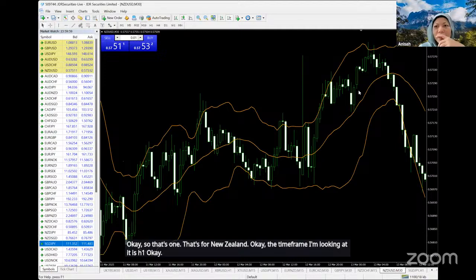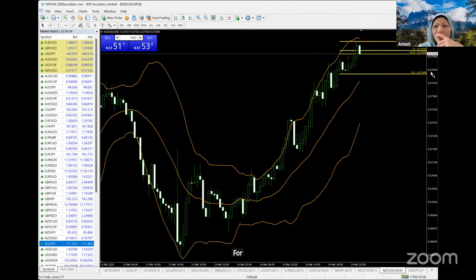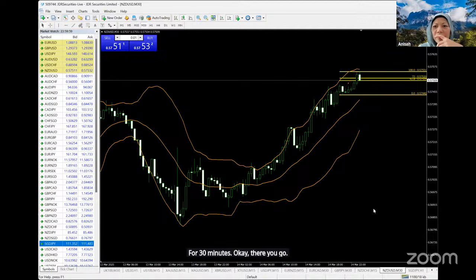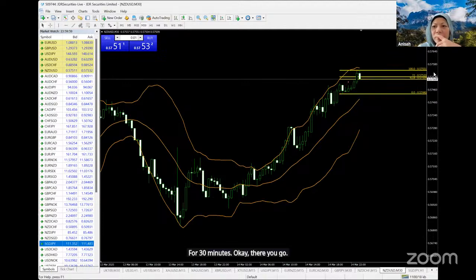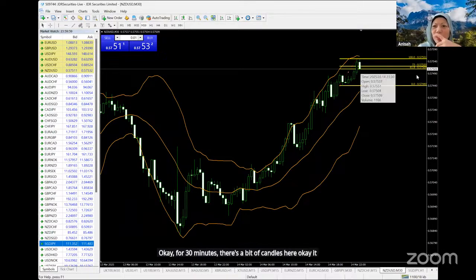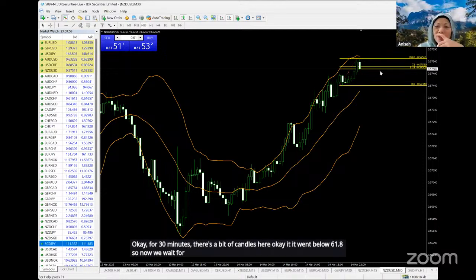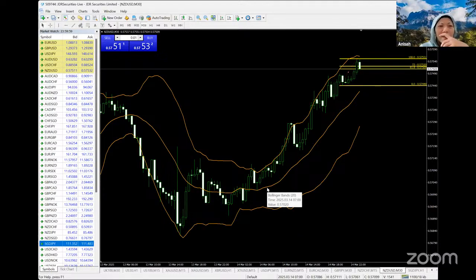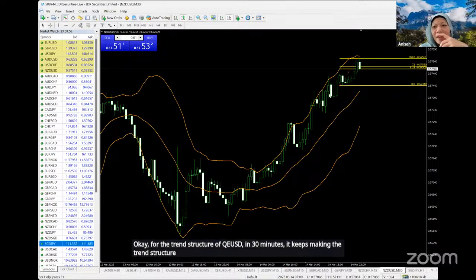For 30 minutes, okay, there you go. There are a bit of candles here. It went below 61.8, so now we wait for a retrace. A quick retrace here. For the trend structure of Kiwi USD in 30 minutes, the structure of higher highs and higher lows is still intact. It may not reverse.